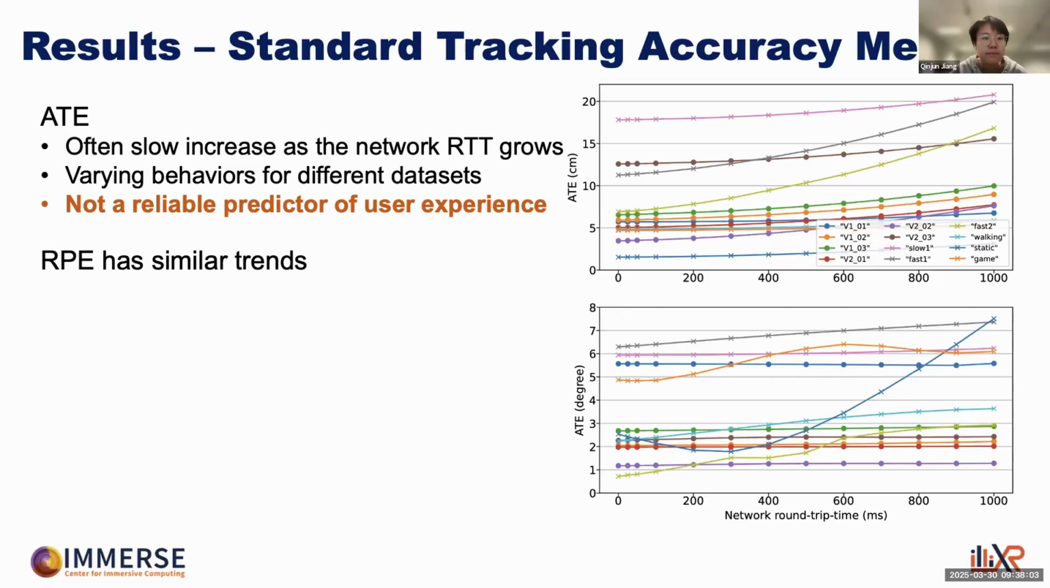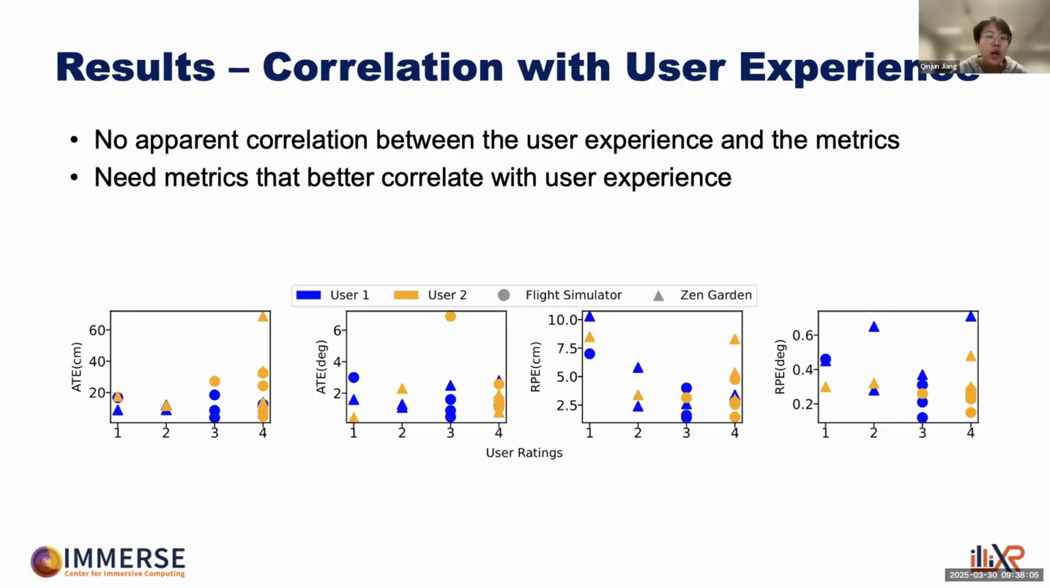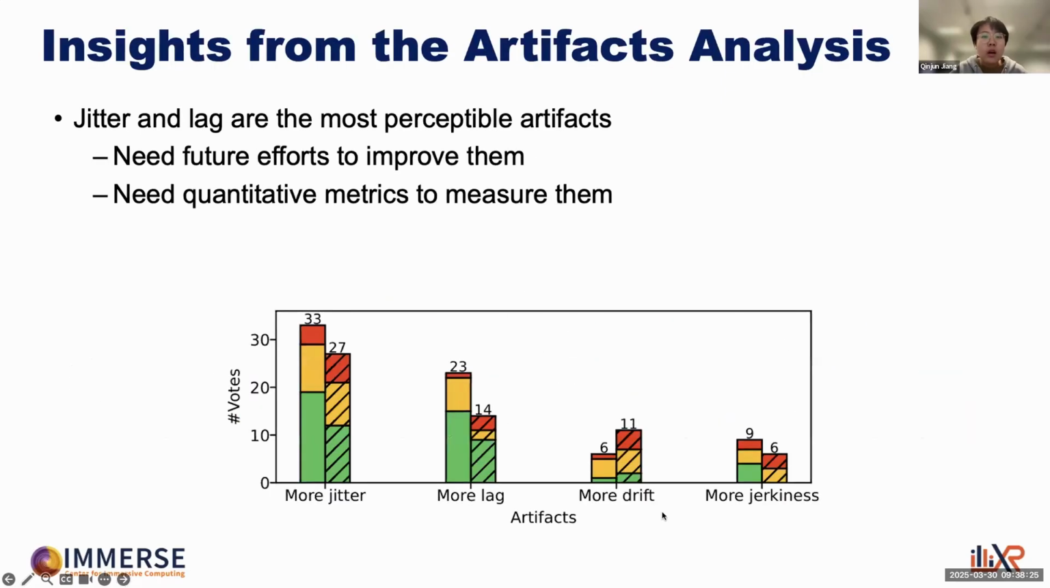of user experience. We also tried correlating these metrics with our user study results. In this figure, we plotted the users' ratings with corresponding ATE and RPE. Apparently, there's no obvious correlation between the metrics and the users' perception, which suggests that we need better metrics that correlate with user experience. We also collected users' responses on what contributed to the degradation of their experience.